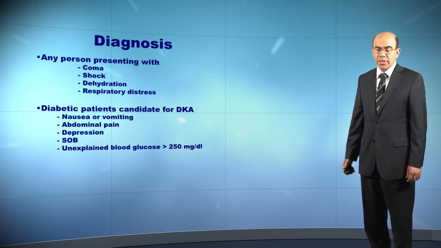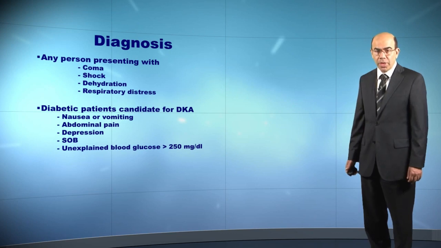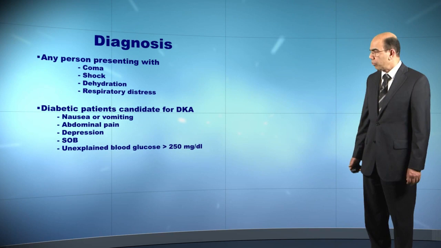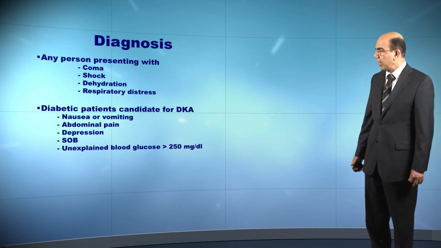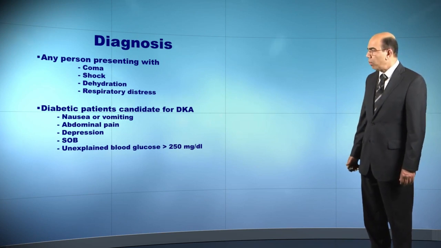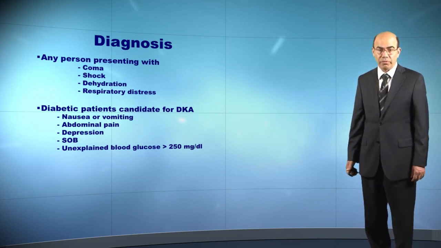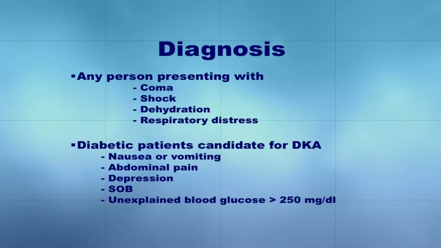So we should always suspect DKA and HHS in a patient presenting with coma and shock, dehydration, and respiratory distress. And diabetic patients are usually candidates for DKA if they have nausea, vomiting, abdominal pain, depression, shortness of breath, or unexplained blood sugar of more than 250 milligrams per deciliter. So these situations should raise an alarm that the patient probably has or is developing DKA.